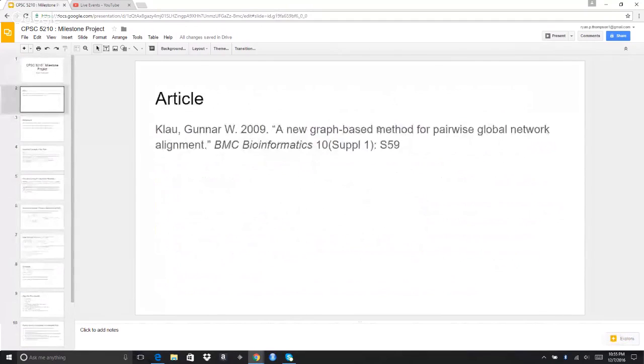Again, this paper reviewed Clow's new graph-based method for pairwise global network alignment.